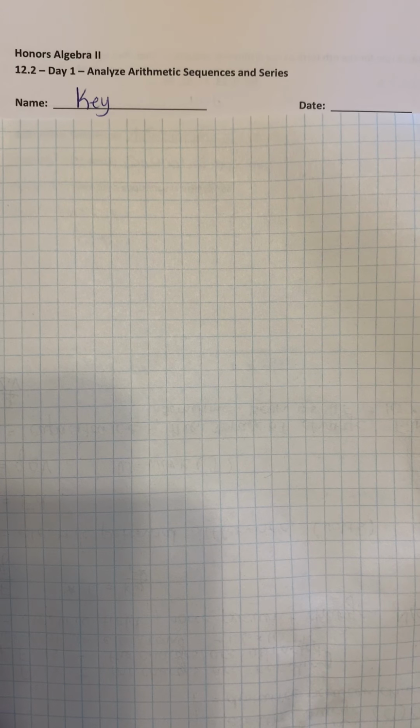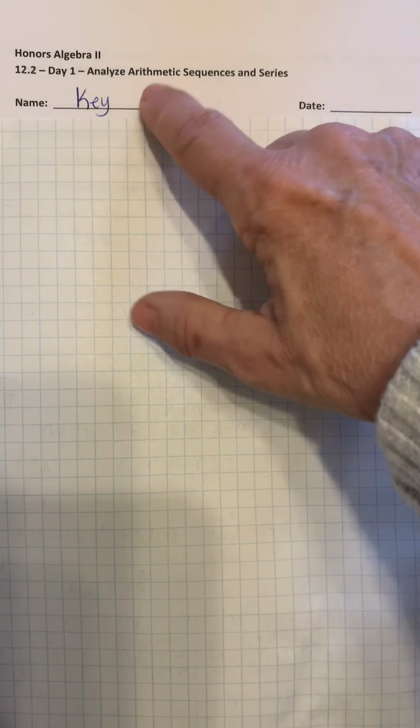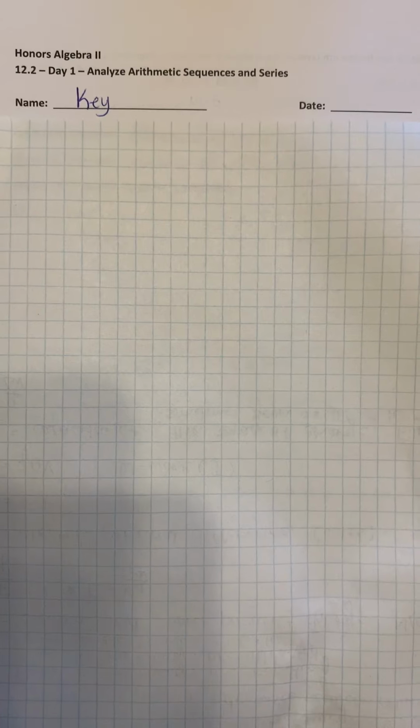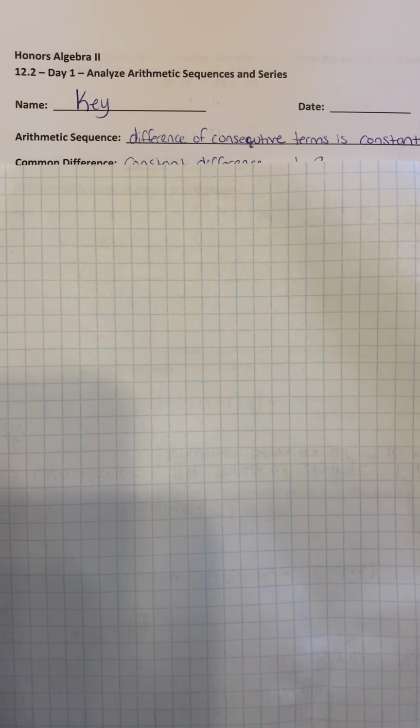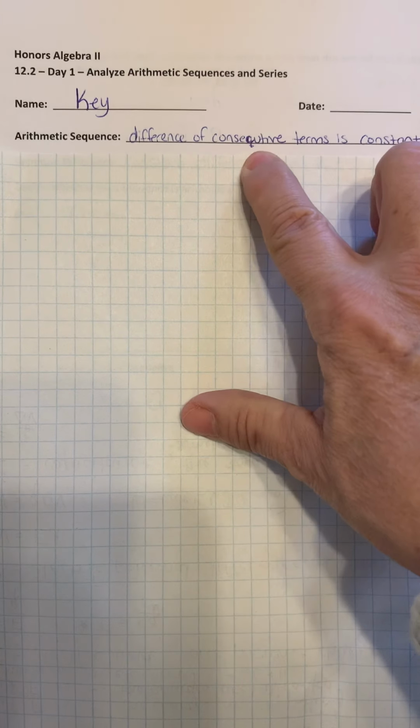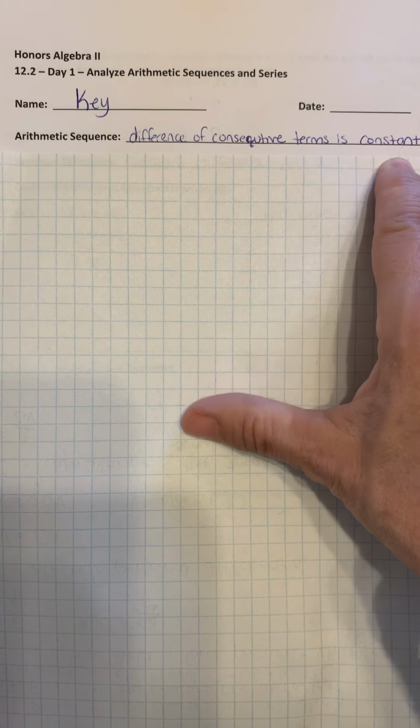We are going to be looking at 12.2, day 1. We're going to be looking at arithmetic sequences and series. Now these are special sequences and series, and notice the word arithmetic. That usually means we're adding or subtracting something. So what is an arithmetic sequence? It is when the difference of consecutive terms is a constant.